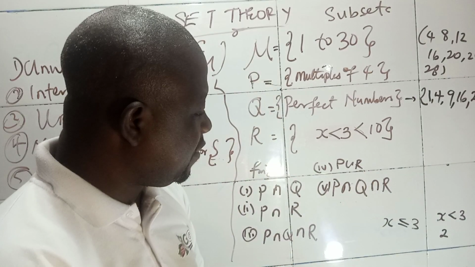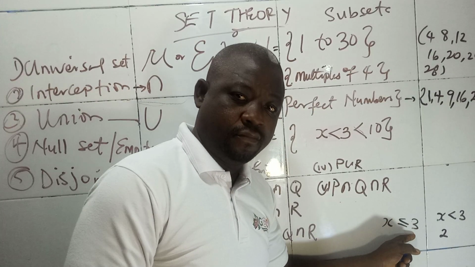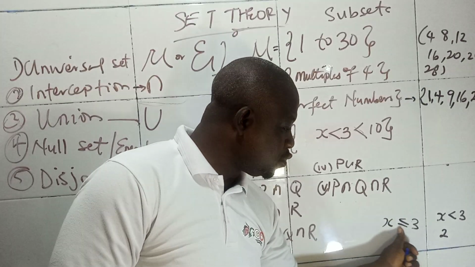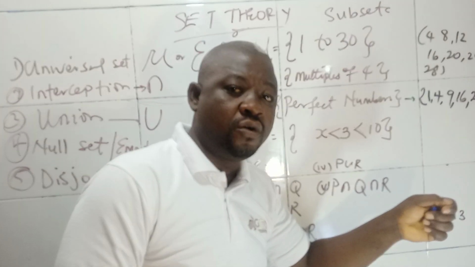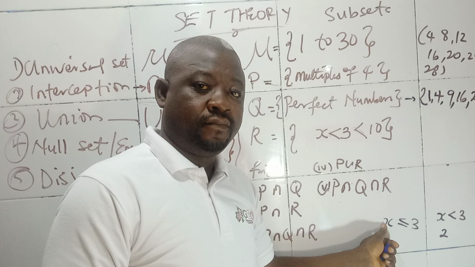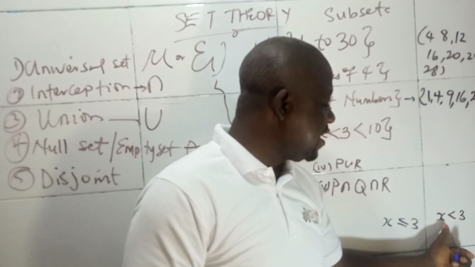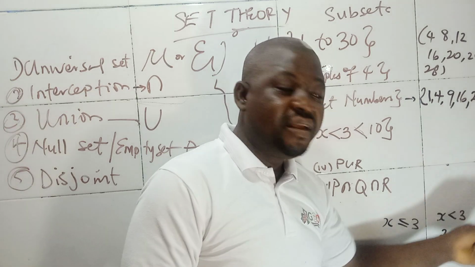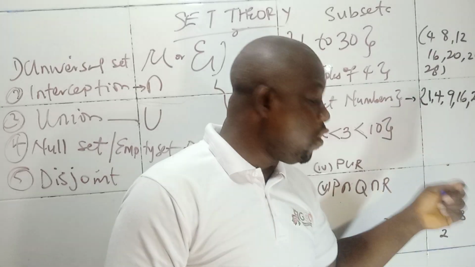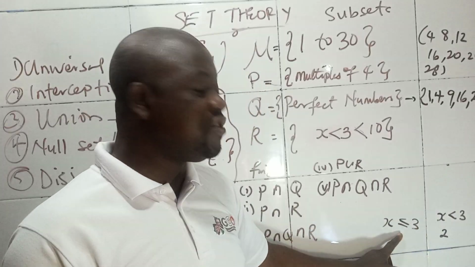So let me repeat it again. If I say x is less than or equal to 3, when you see this equal to, it means that the first value of x is going to be 3, because of this equal to that is there. But if I remove this equal to, the way we have it there, x is less than 3, it means that the first value of x is 2, not 3, because equal to is not there.